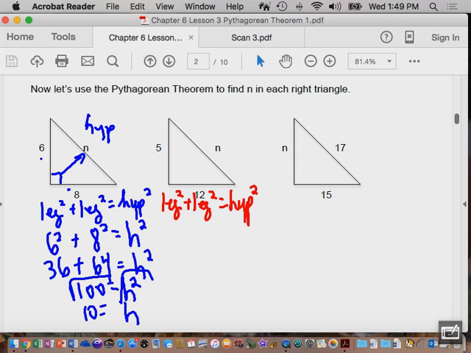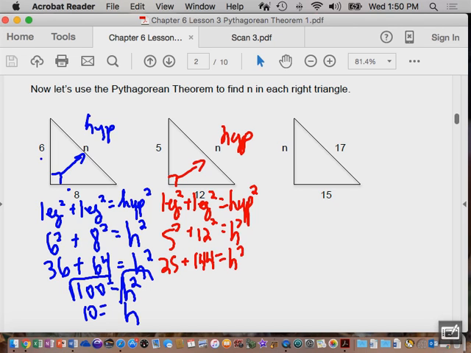Now, here's my right angle. Here's my hypotenuse. The legs are 5 and 12. So 5 squared plus 12 squared equals h squared. What is 5 squared? 25, good. What's 12 squared? 144. If you add them up, you get 169. Now, I don't know if you know what the square root of 169 is. 13? 13, very good.